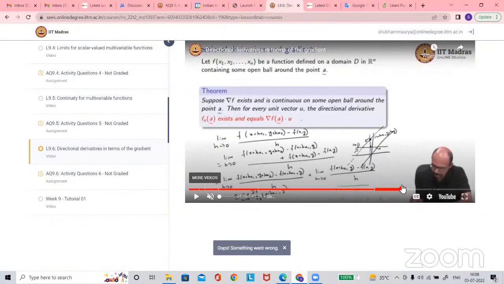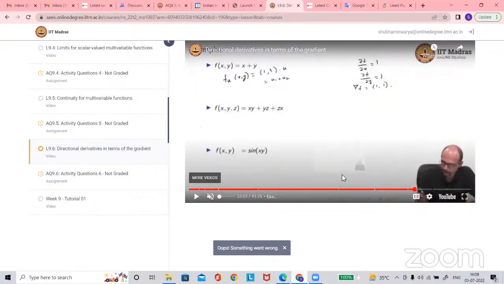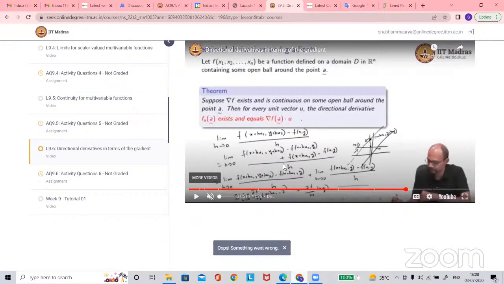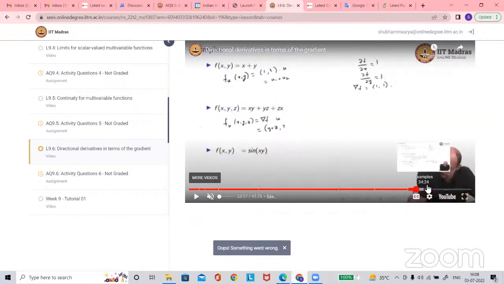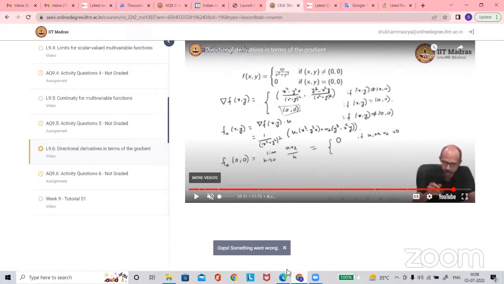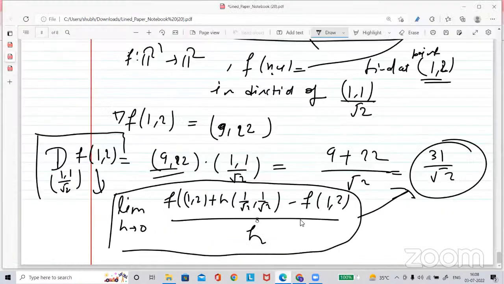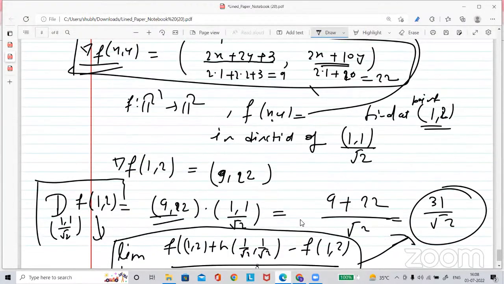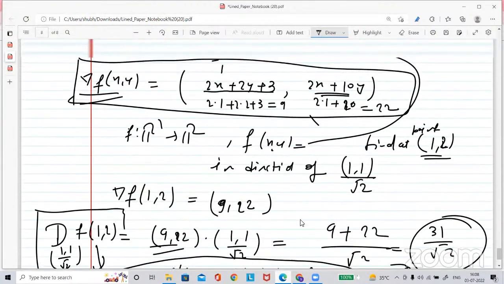So that's all about this. And this is the reasoning behind it: why this is happening, why exactly we find this form, this gradient at that point and that direction. This is just proving that. That's all for the video, so that's all for this week.